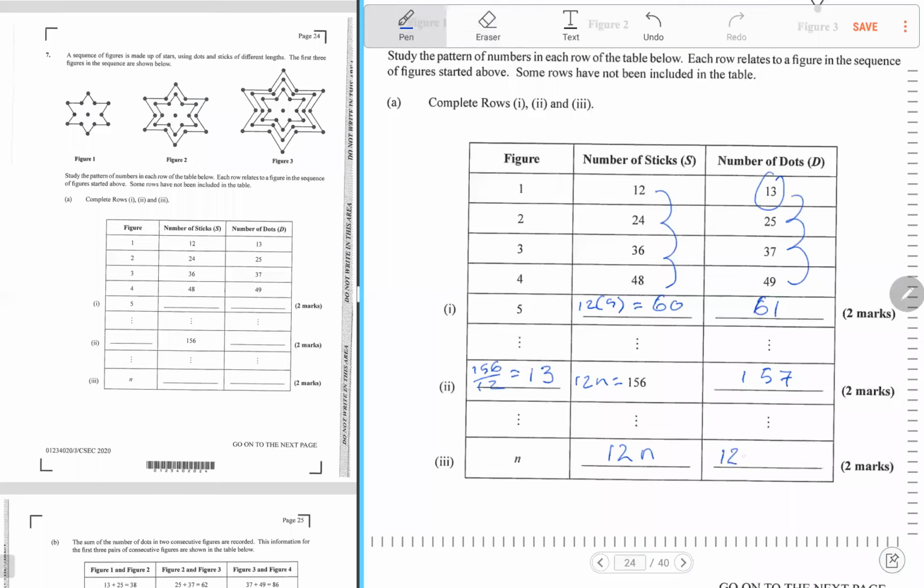Increasing by 12. And then we look at the first figure, which is 13. In the first figure, n would be equal to 1. Right? So 12 times 1 is 12, but because the first figure is 13, we need to add 1 to it. So that basically we say the formula is 12n plus 1. And then you can try it with the other figures.